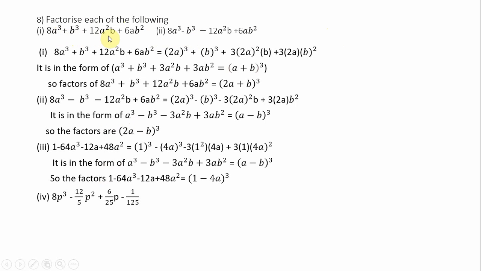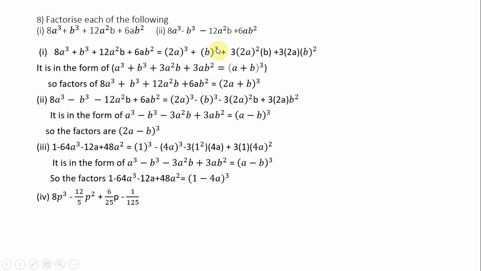8a cube plus b cube plus 12a square b plus 6ab square is given to you. By looking at it, you can say that it is in the form of a cube plus b cube only. Now I'm converting the 8a cube as 2a whole cube, because 2a into 2a into 2a is equal to 8a cube only. Understand? Now plus b cube is given to you, so b whole cube.